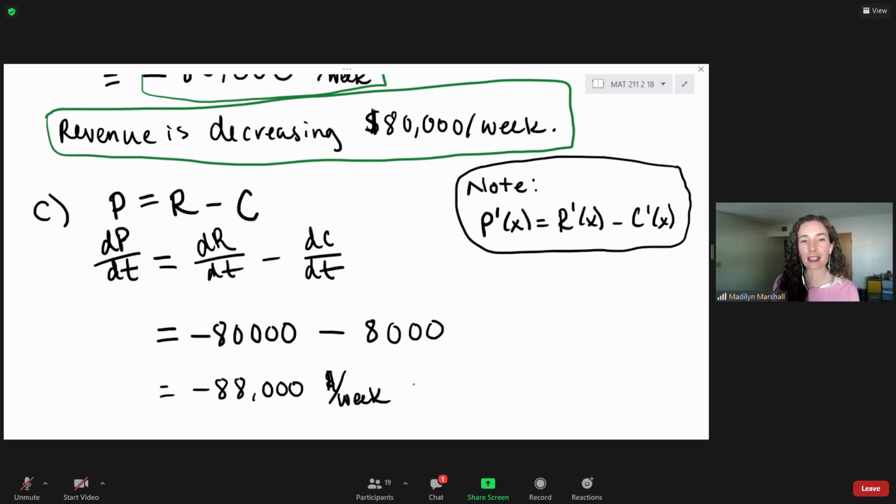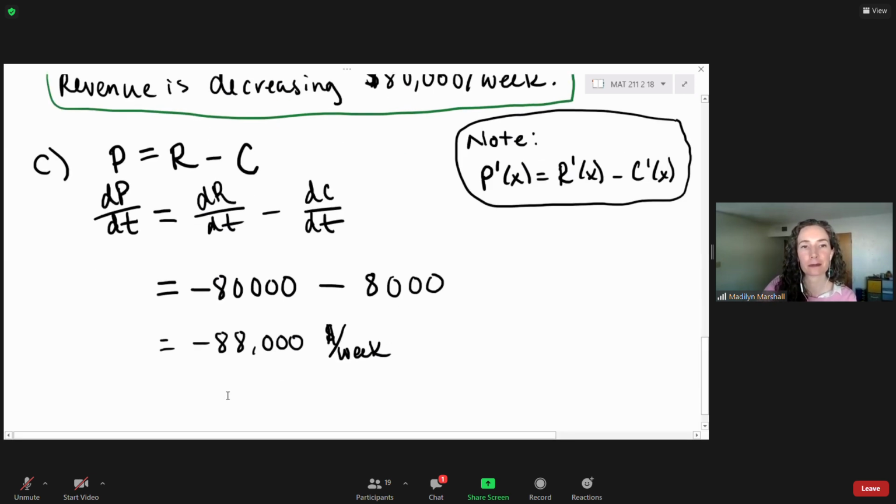So profit is really nice. As long as we've done revenue and costs already, we just subtract them. And so our cost is increasing and our revenue is decreasing. So it shouldn't be a surprise that profit is also decreasing since we're spending more but making less.